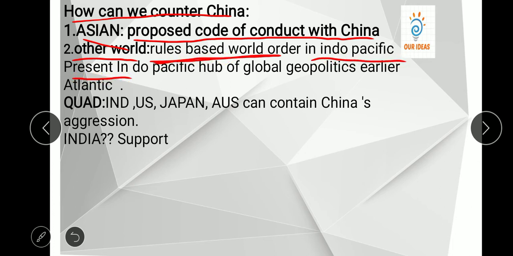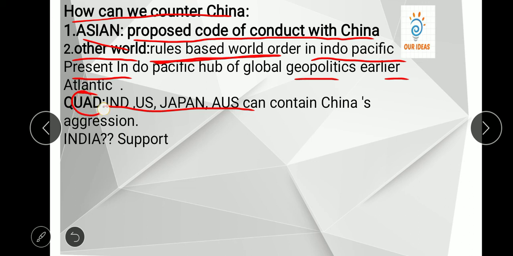Why? Because at present the Pacific Ocean is the hub of global geopolitics. Earlier, in World War II, the Atlantic Ocean was the hub of global geopolitics. So what is happening now? We talk about a rule-based world order. A rule-based world order means a system through which countries uphold rules and regulations laid out under international law and help maintain peace, stability and order in the region, because China is violating law, so this is required.